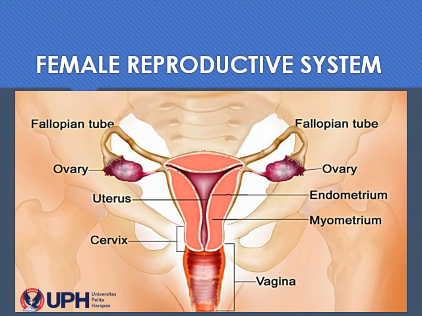So this is the female reproductive system. You can see the vagina down here, and then you will have the cervix, and then you will have the uterus, which consists of the endometrium and then the myometrium, and then we will have the fallopian tube on the right side and the fallopian tube on the left side, and then we have the ovaries.